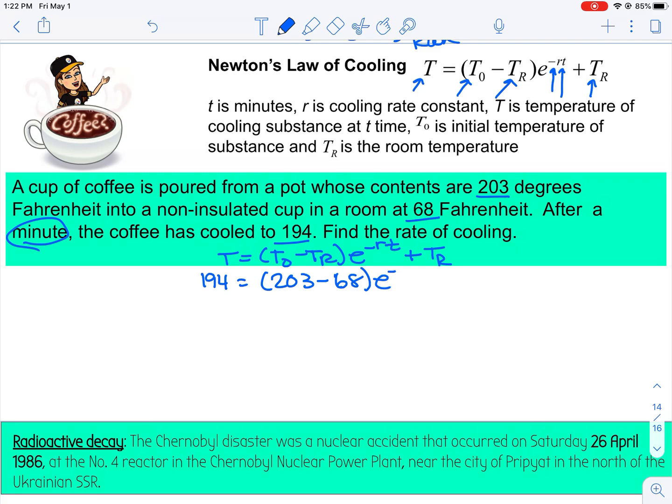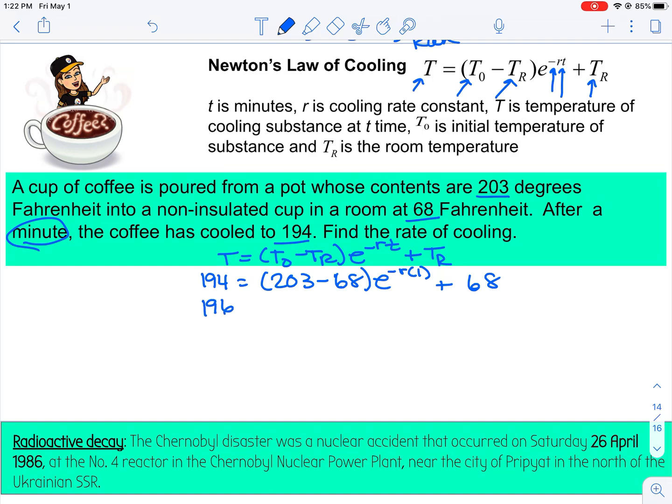My initial temperature was 203 and the room temperature is 68. I don't know the cooling rate. I do know it took 1 minute, and again, the room temperature is 68. So I just substitute everything in and do your order of operations. Again, if we're doing an exponential type equation, we want to get the exponent part by itself.